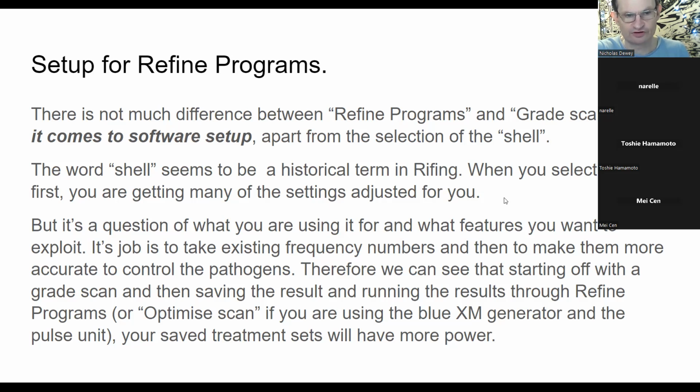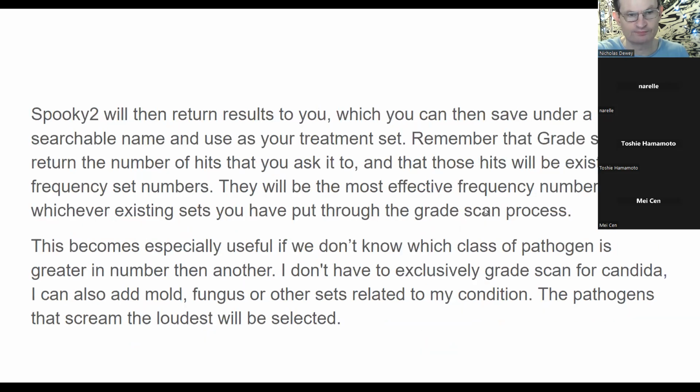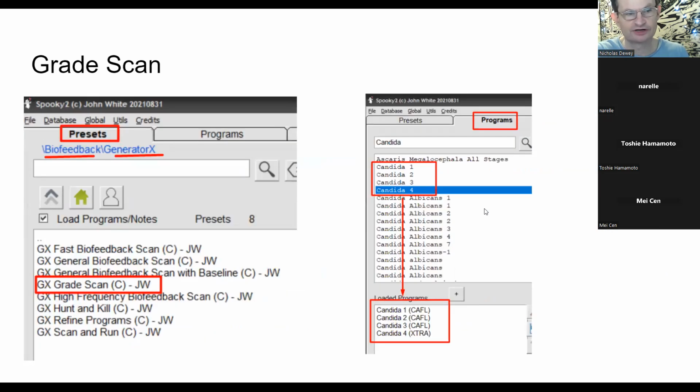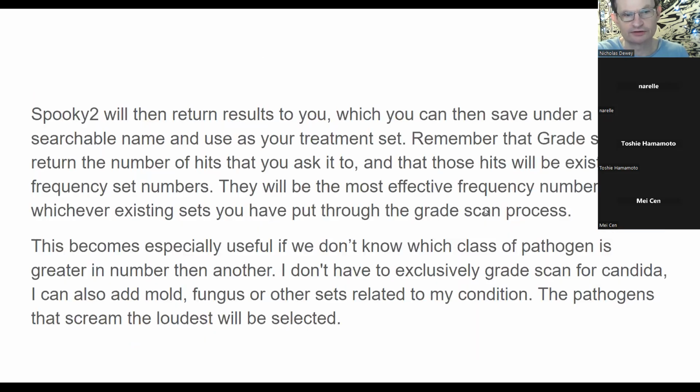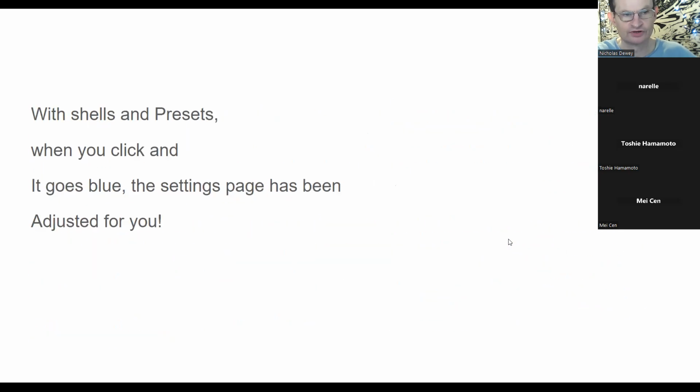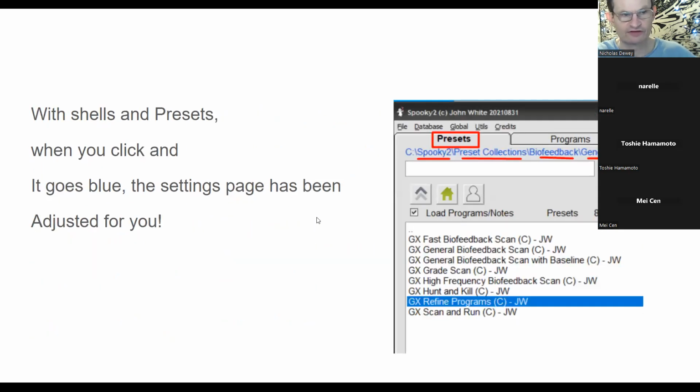The job of refined programs is to take existing frequency numbers and to make them more accurate to control the pathogen. So you can get it accurate to like 7 decimal places. Some of the Candida numbers, if they're refined, will have lots of decimal places after them.